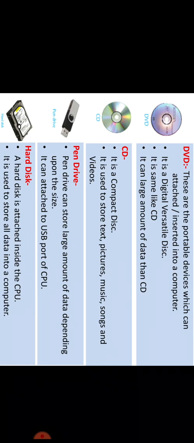So these are called storage devices. Which are the storage devices? DVD, CD, pen drive, and hard disk. These are the 4 storage devices. Got it now? Very good.